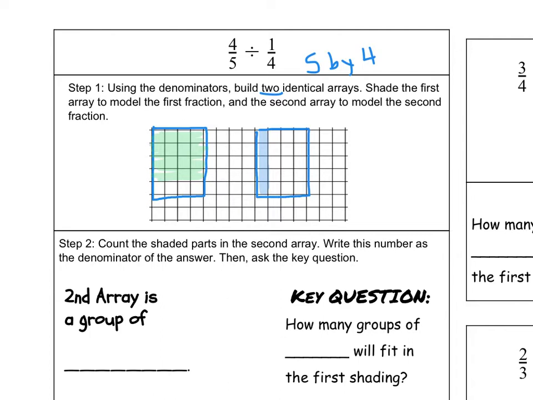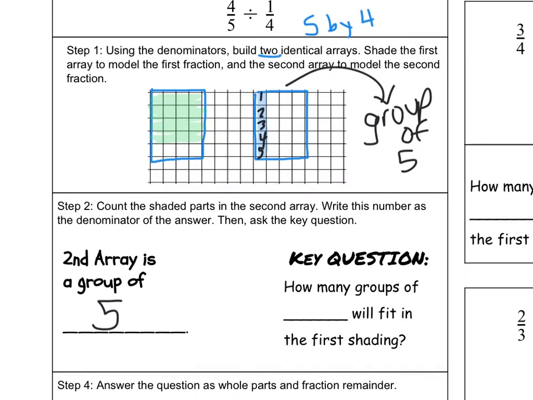Now step 2 says that I'm going to count the shaded parts in my second array. So I'm just counting 1, 2, 3, 4, 5. So I have a group of 5. So my second array is a group of 5. And that leads me to my key question. And my key question is, how many groups of 5 will fit into the first shading? So that is the whole key to this.